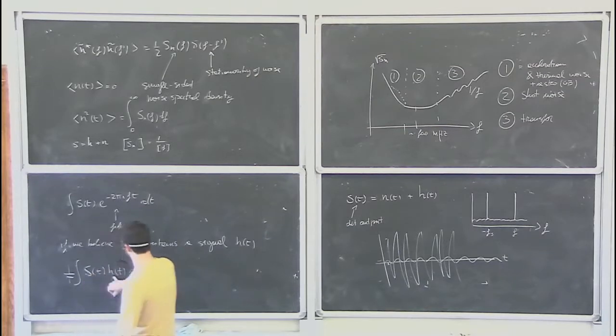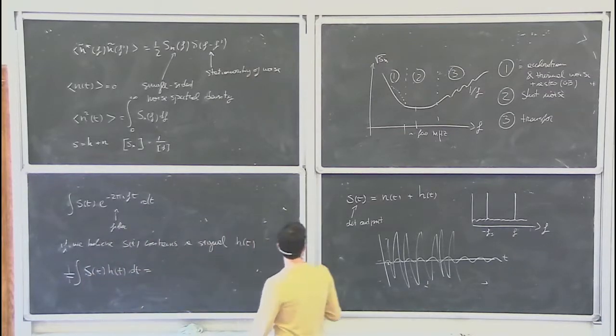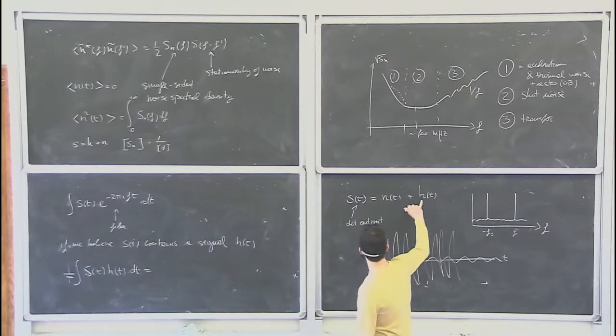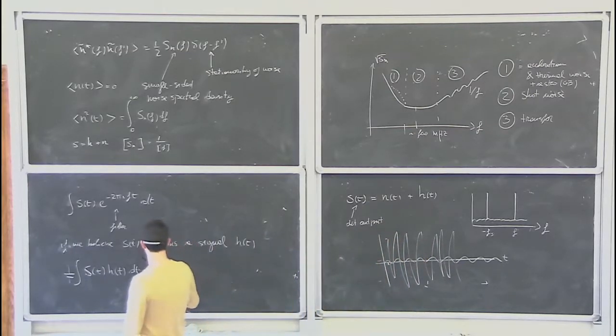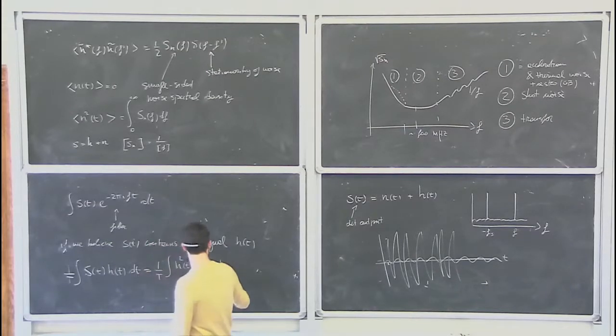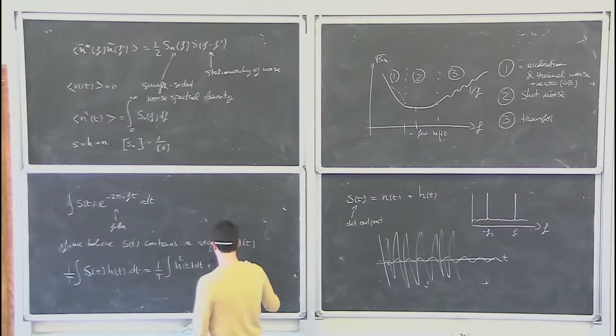And then suppose the h of t that you believe is hidden in the data actually matches what's actually in the data. So what you've got here is 1 over t, using that equation there, the integral of h squared of t dt plus 1 over t times the integral of h of t times n of t dt.